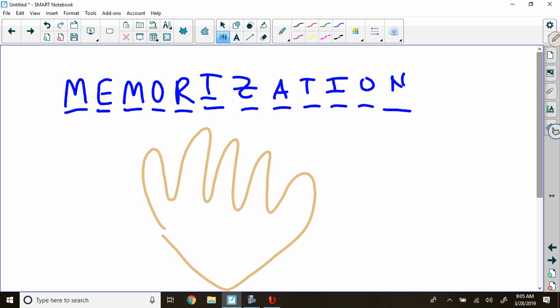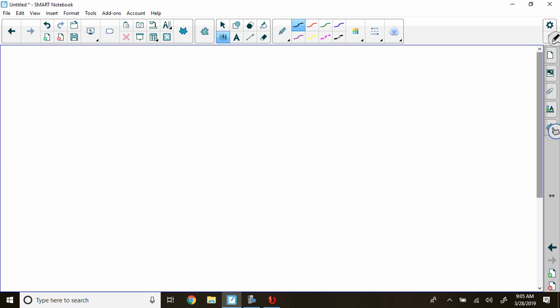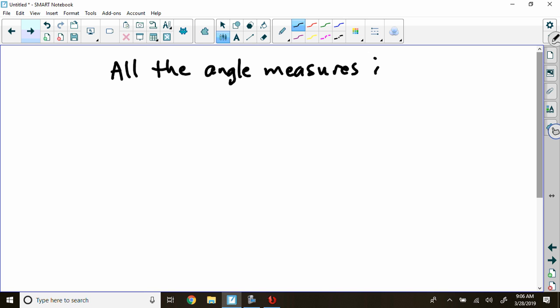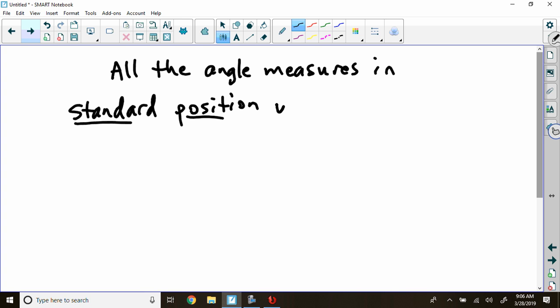Anyway, you're going to have to memorize this stuff, and that's why I have hundreds of copies of the unit circle. So, the first thing that we're probably going to need to memorize is going to be all the angle measures in standard position. In standard position, we'll talk about what that means. In standard position, using the measurement known as degrees.